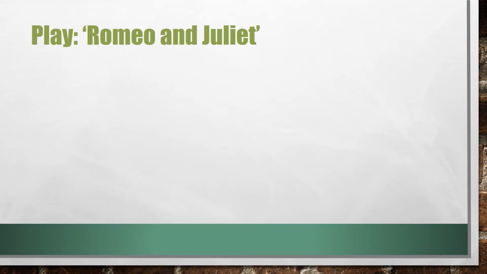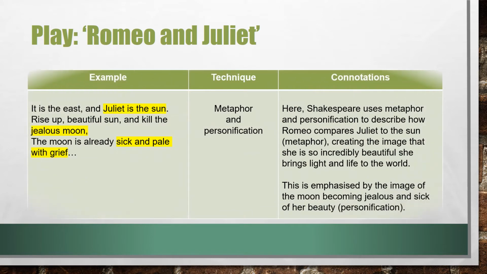Now, let's take a look at figurative language used in a play, William Shakespeare's Romeo and Juliet. Here's the example. "It is the east, and Juliet is the sun. Rise up, beautiful sun, and kill the jealous moon. The moon is already sick and pale with grief." Here, Shakespeare has used metaphor and personification.